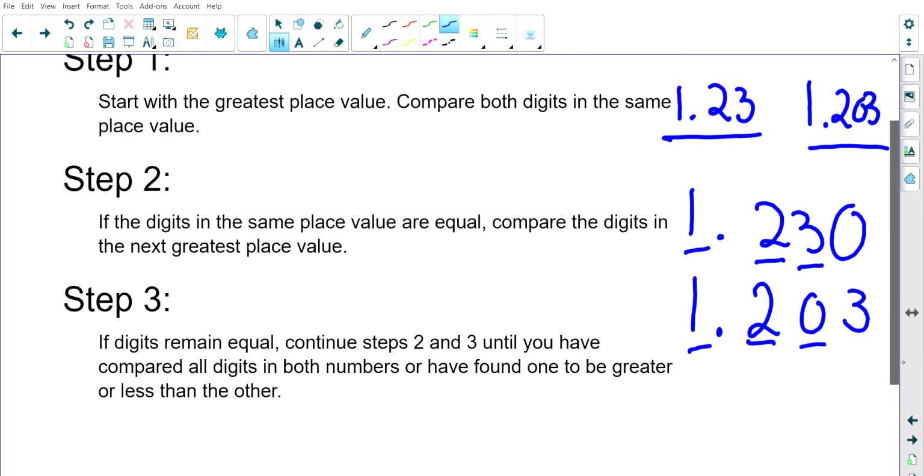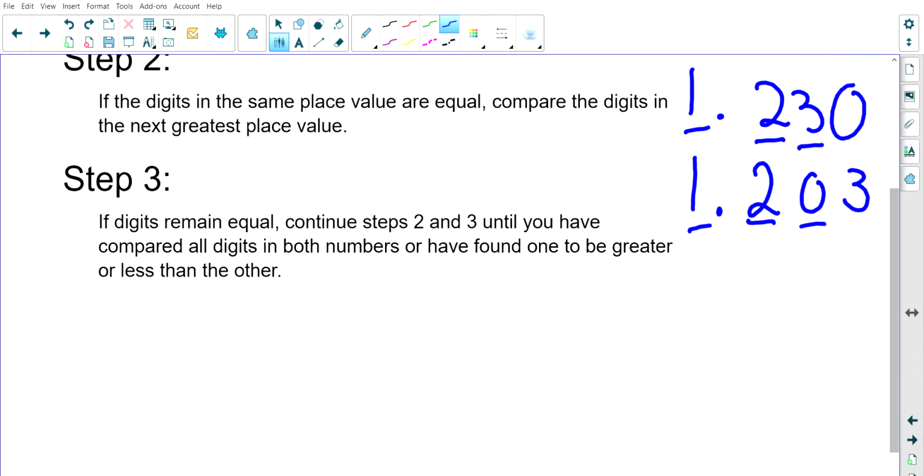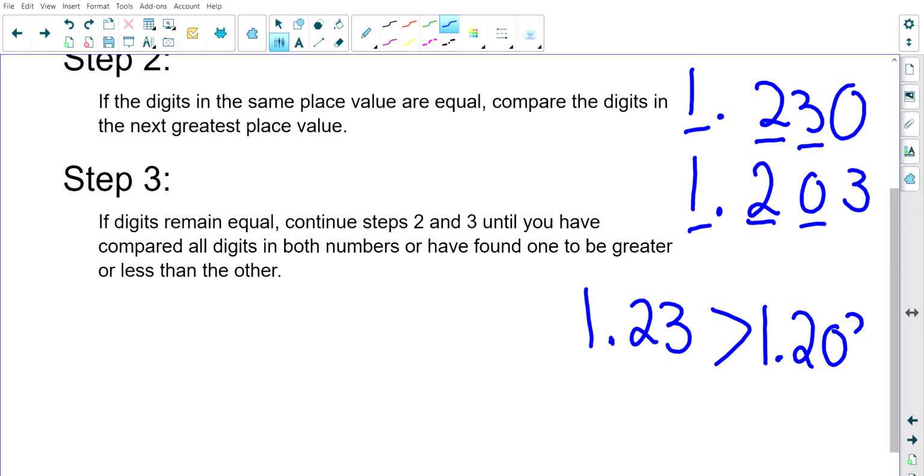Let's use proper math language as we write this out. 1 and 23 hundredths is greater than 1 and 203 thousandths. Now looking at this, you might have thought that because this first number had more digits, it looks like, wow, 203, that's a lot. But when we add that other place value 0 at the end, we can see that it is actually less, because it's 230 thousandths versus 203 thousandths.